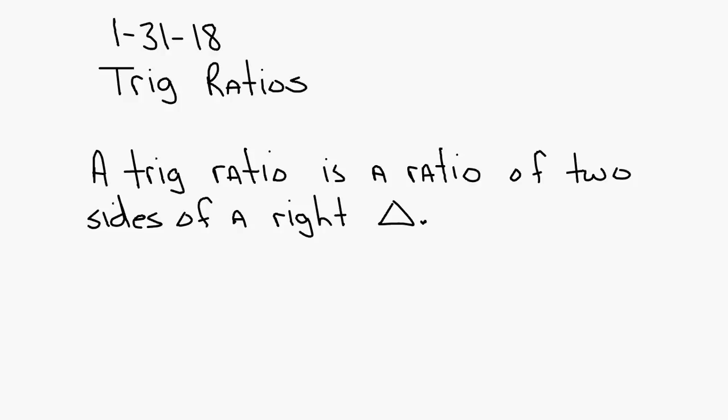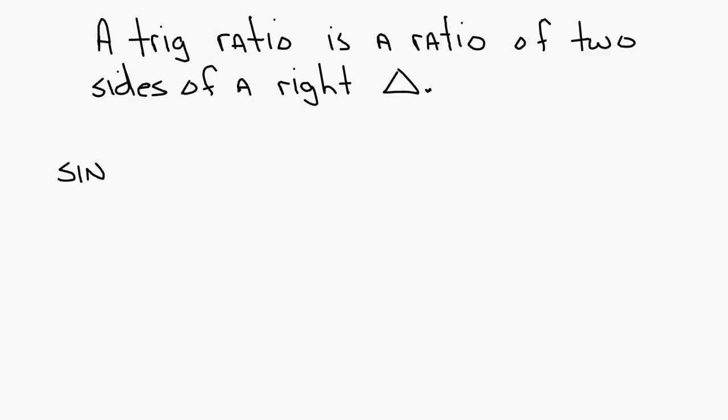The first trig ratio is called, the symbol on the calculator is just Sin. Call it sine. And the sine of an angle is equal to its opposite side over the hypotenuse.